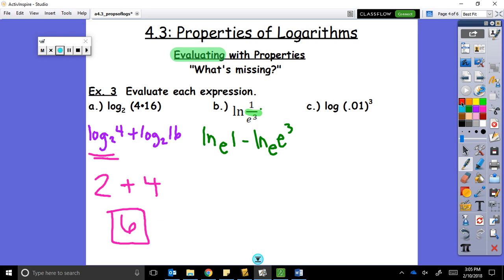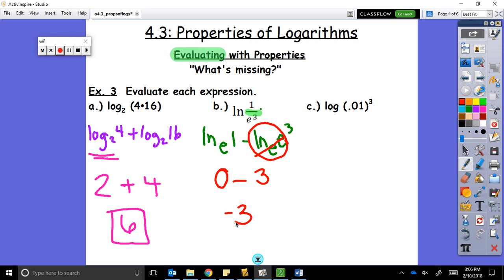Natural log or log of 1, the only thing you can do is 0. e to the 0 is 1. Remember, that's the only way you can get 1, is to raise it to the 0 power. Minus, now you should remember this from the other day. What do these guys do? They cancel each other out and I'm just left with 3. What is 0 minus 3? Negative 3. Okay? 0 minus 3, negative 3.